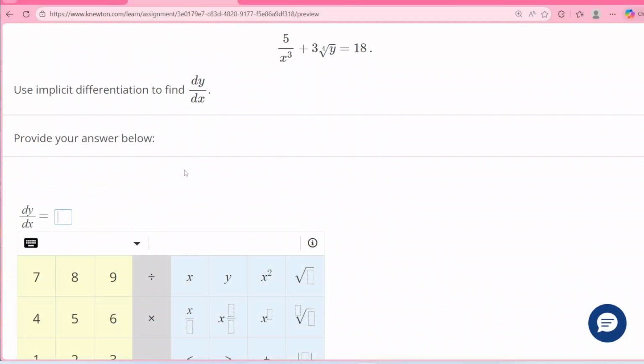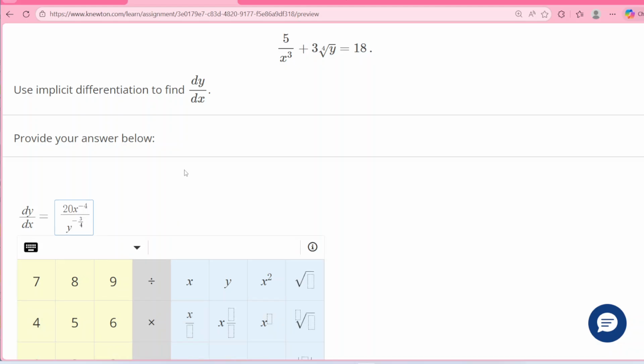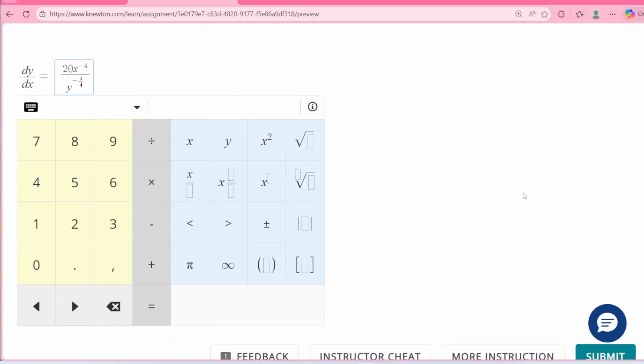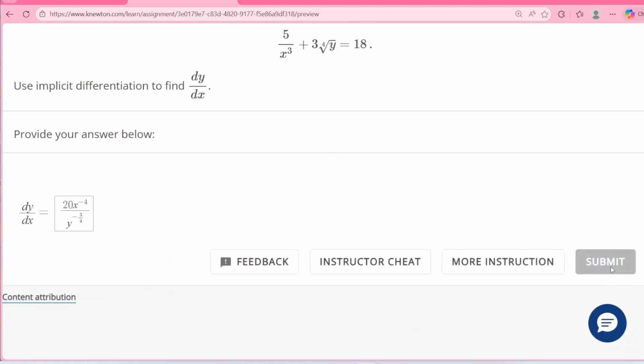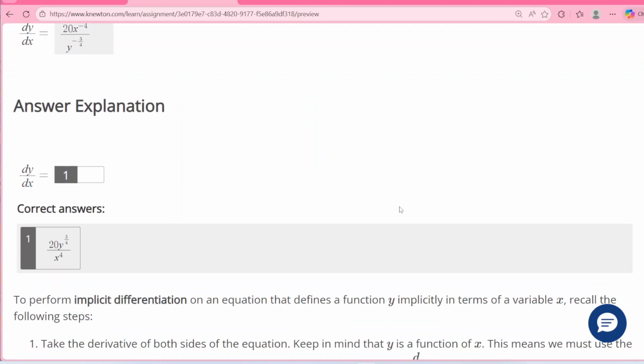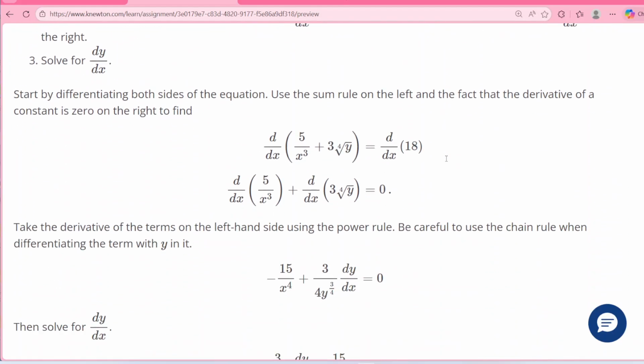All right, so dy over dx here. So again, my numerator was 20 times x raised to the negative 4 power divided by y raised to the negative 3/4 power. And this should be good as long as what you type in is equivalent to their answer. Yeah, so remember how I said they were probably going to rewrite it with positive powers? That's what they did.